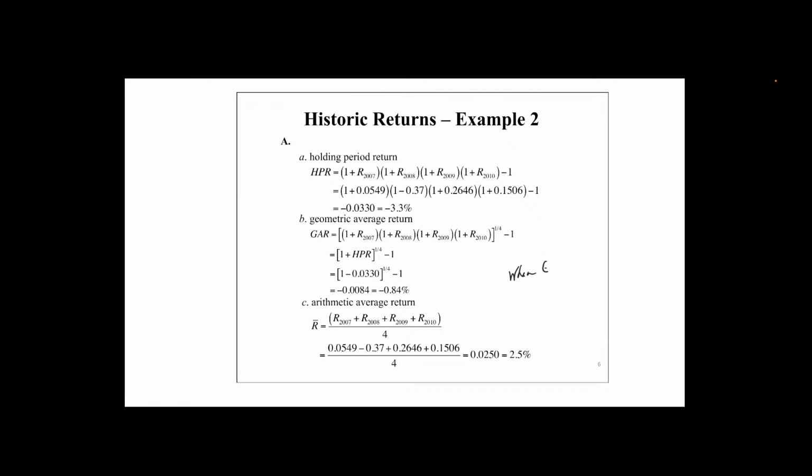So typically when GAR and the arithmetic average differ, use GAR as the average return. So you're going to use this as your overall 4-year period return, and this as your average return. Questions? You should practice calculating those. Make sure you can get the numbers I get. And you've got to be careful with these negatives.